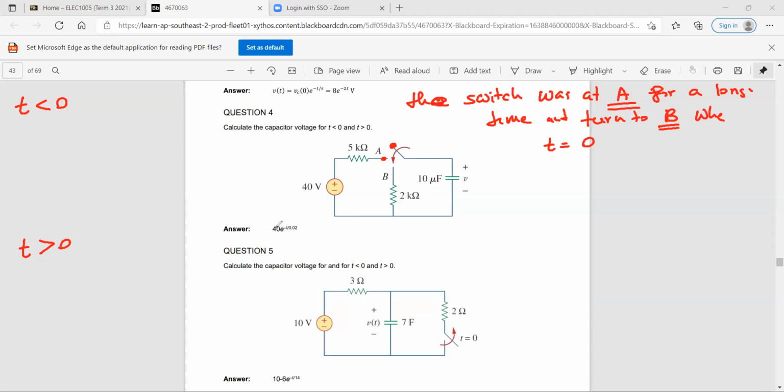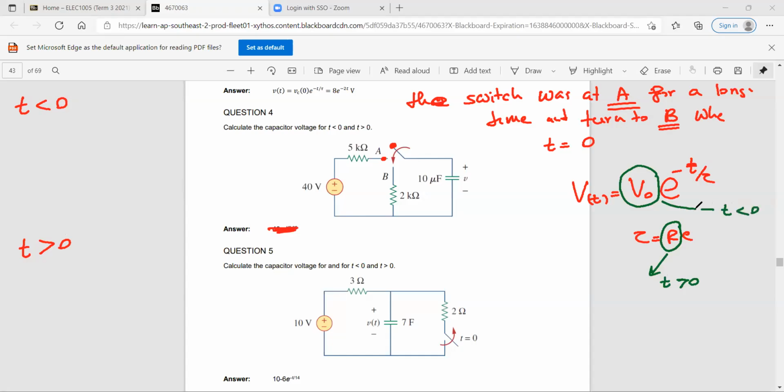The two equations, don't look at the answer. Two equations are, and tau is RC. So you only need to find two things. You need to find this V0 and this R. To find the R, use the circuit when the time is more than 0. And to find the V0, use the circuit when the time is less than 0. And I'll give you a few minutes. If you have any question, you can ask.